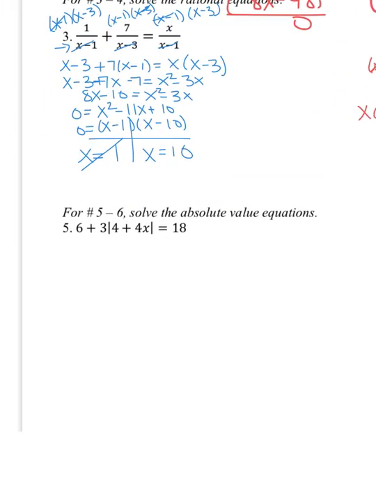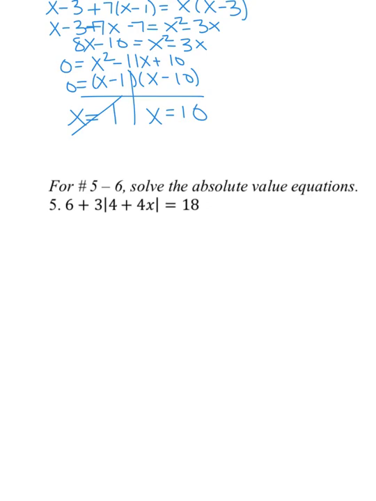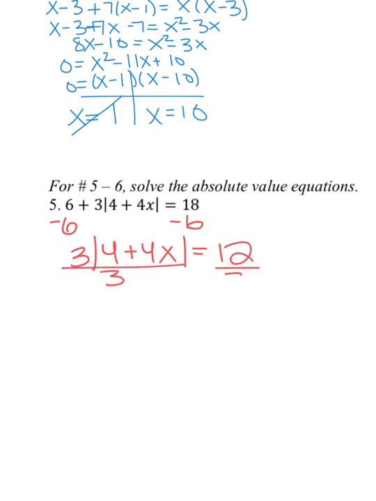Numbers 5 and 6 are absolute value equations. So absolute value equations, you want to get the absolute value bars by itself. So I'm going to subtract the 6. So this is 3 times the absolute value of 4 plus 4x equals 12. Divide by 3. You cannot multiply the 3 times the 4x plus 4. You can't distribute to inside of the absolute value. So I have the absolute value of 4 plus 4x is equal to 4.